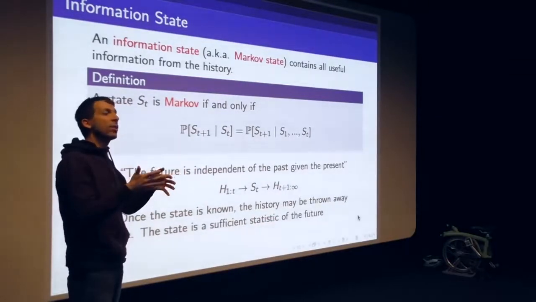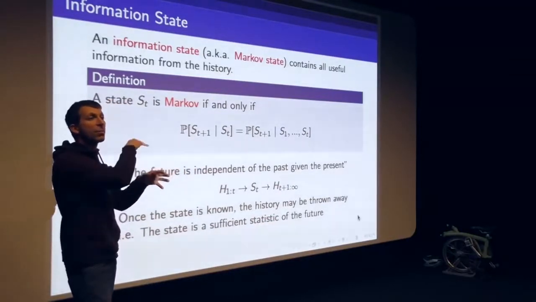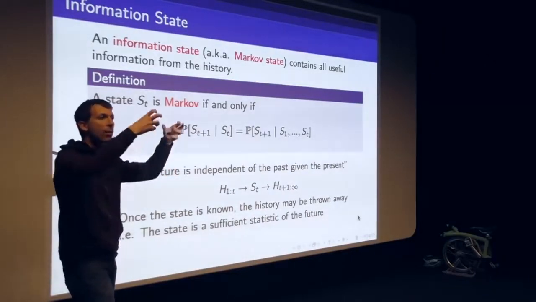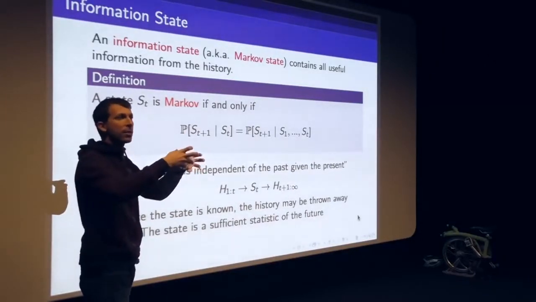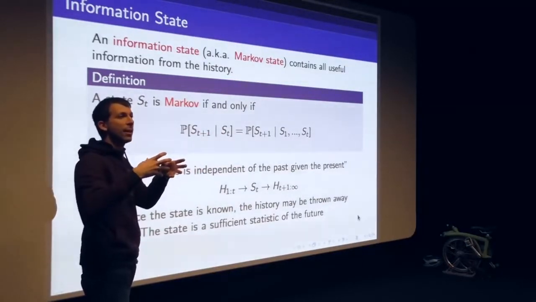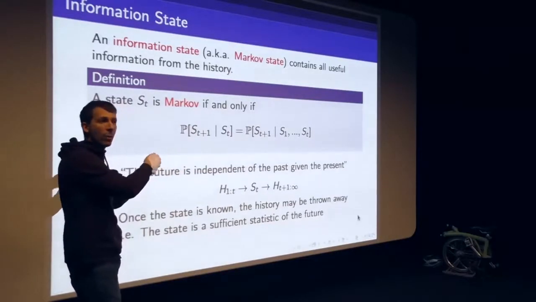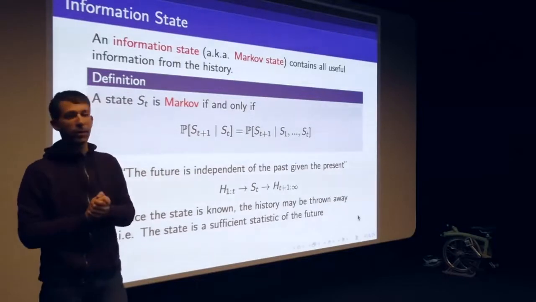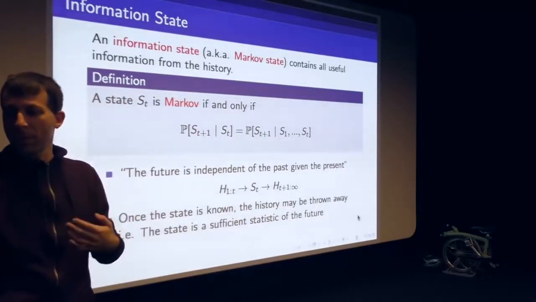In contrast, let's say you took an imperfect, non-Markov state representation, like you just had the position but not the velocity. Now, where the helicopter is does not fully determine where it will go next, because you don't know how fast it's moving, and so you have to look back in time to figure out what its velocity is and what its momentum will be. Okay, so that's the information state, or the Markov state.